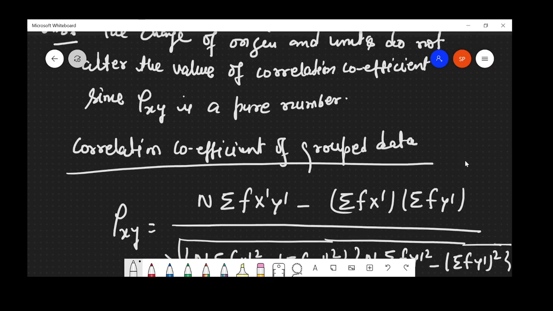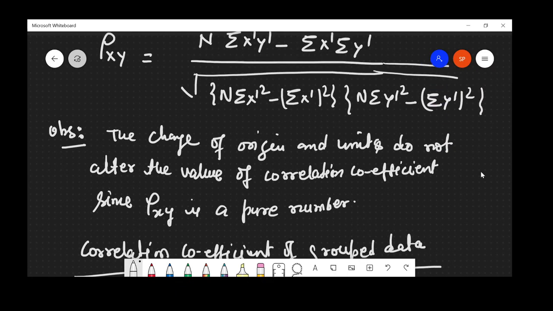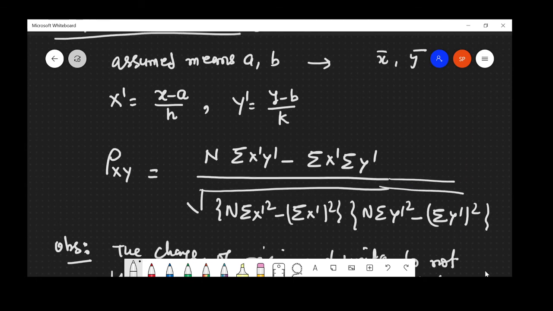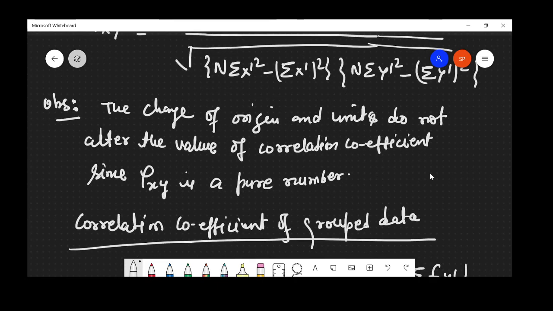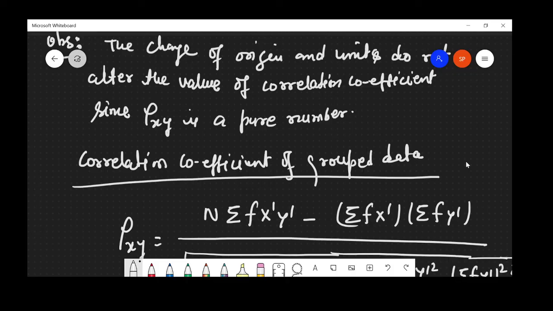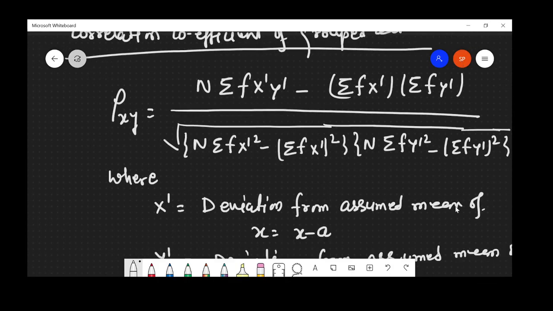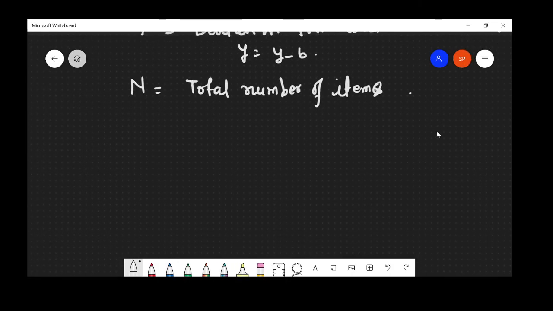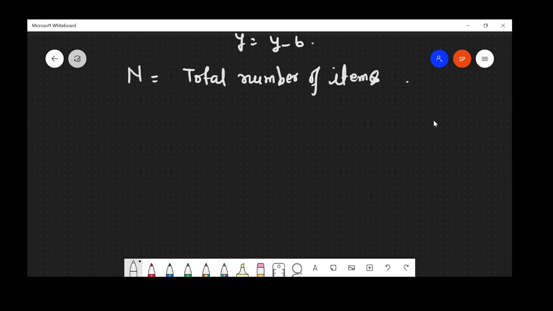For grouped data, frequencies are given, and without frequencies we can use the simpler form. In this formula we can also take h equal to 1 and k equal to 1; it depends on the deviations. So this is the first part of the correlation coefficients. Next we discuss four different types of problems, so must watch the correlation coefficient part 2.